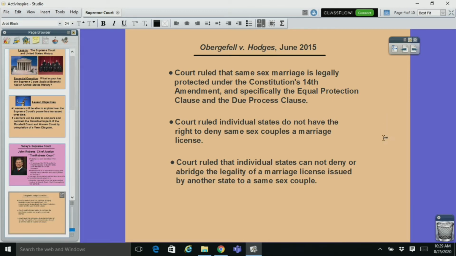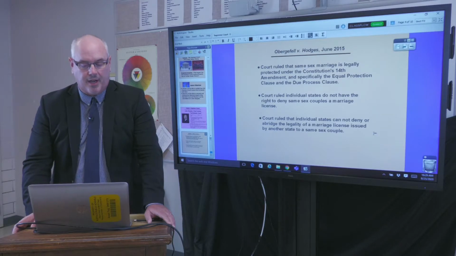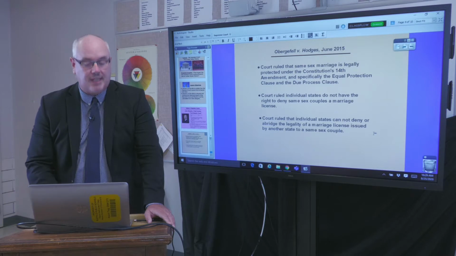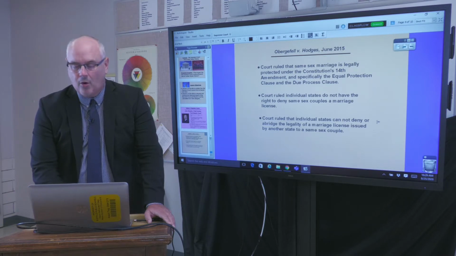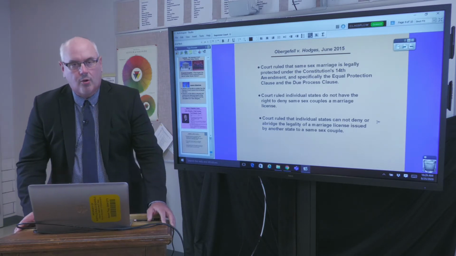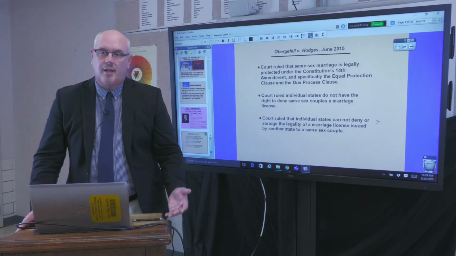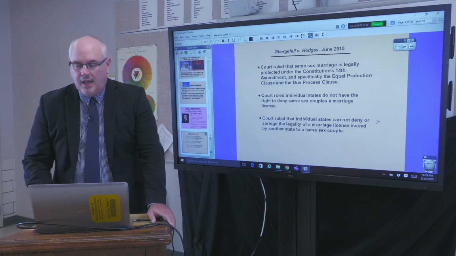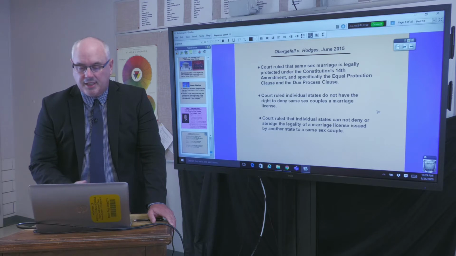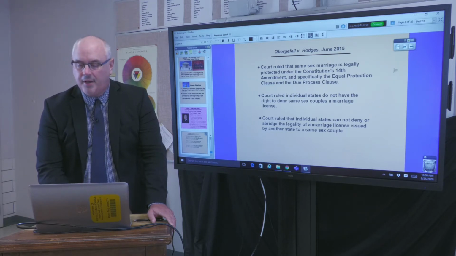The court ruled that individual states do not have the right to deny same-sex couples a marriage license. The court ruled that individual states could not deny or abridge the legality of a marriage license issued by another state to a same-sex couple. So the Roberts Court currently, although conservative typically by nature in its decisions, has had a socially liberal decision such as the Obergefell decision in 2015.